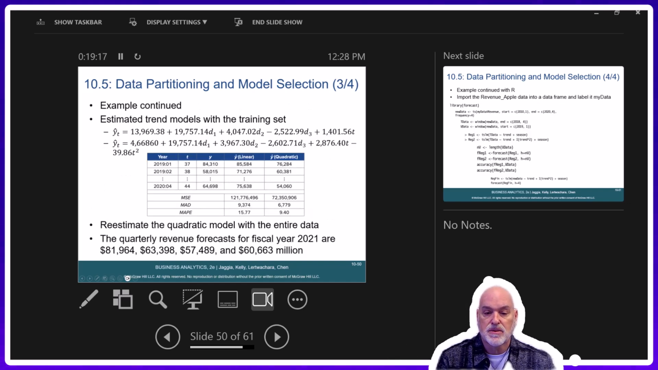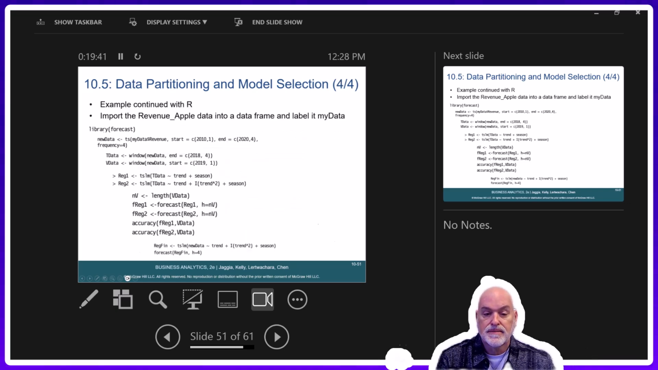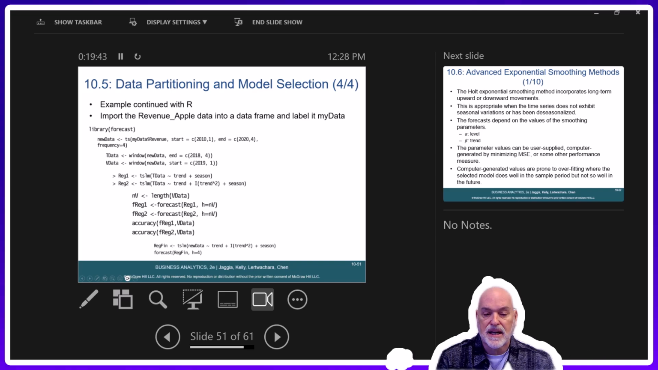Example: estimated trends with the training set here. Here's where we plug in our chart and re-estimate the quadratic model with the entire data. The quarterly revenue forecasts for fiscal year 2021 are 81.964 million, 63.398 million, 57.489 million, and 60.663 million. And here's the example for R.